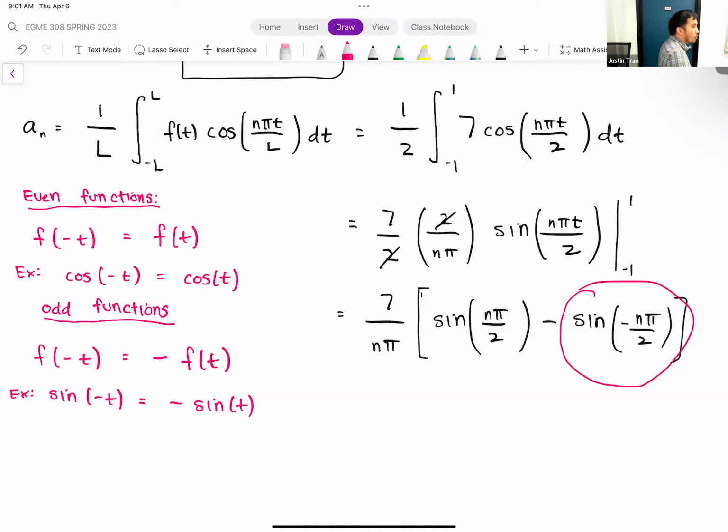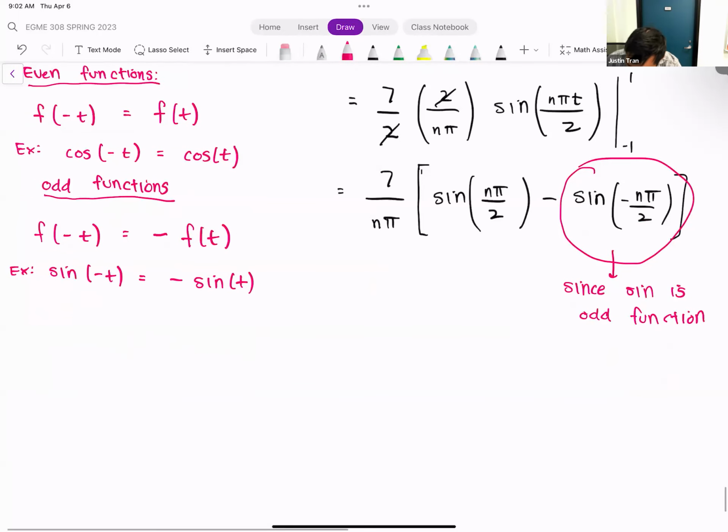Well, in our solution so far, we have a function that looks exactly like that, right? We have sine of n pi t over 2, and we have a sine of minus n pi t over 2. But since we know that sine is an odd function, sine of minus n pi t over 2 is going to be equal to minus sine of n pi t over 2. We can bring the negative out in front.